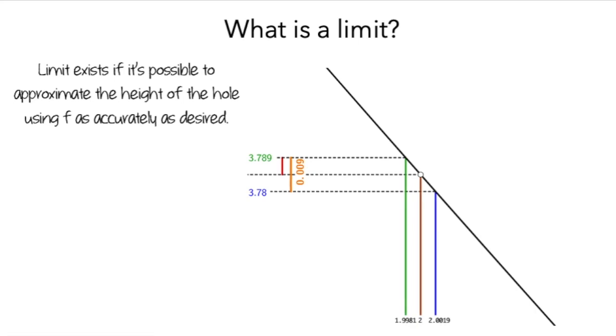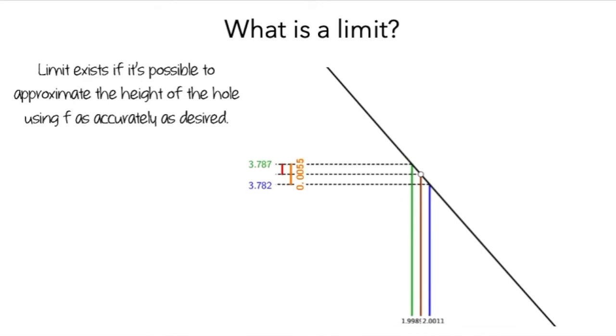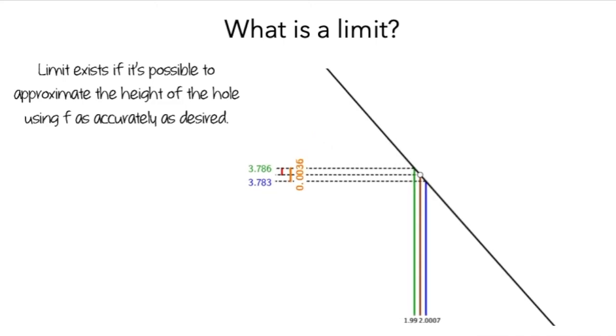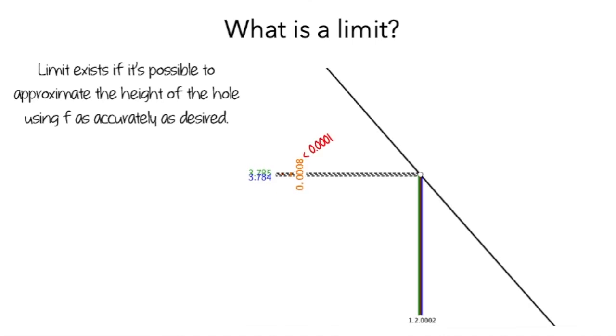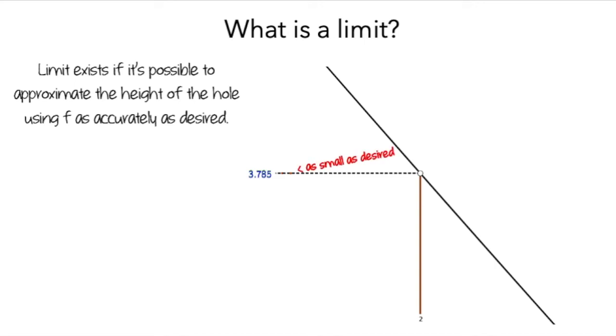But we could find an approximation within 0.005 of the actual value. Or we could find an approximation within 0.0001 of the actual value. Or we can make the error as small as we like. So small that the overestimate and underestimate become virtually indistinguishable. When this happens, the value that the approximations approach is the value of the limit.